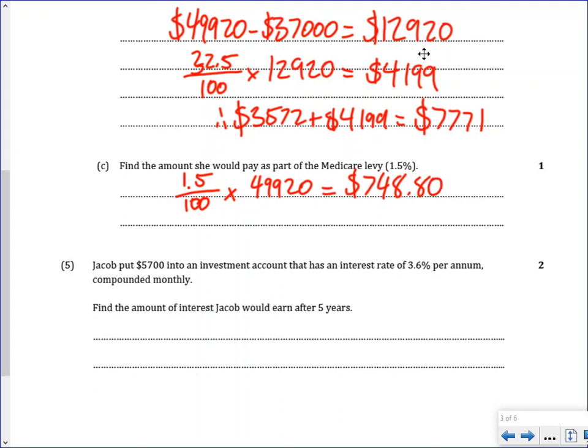$748.80. Now there's no part D asking how much tax did they pay in total, like how much they need to give to the government. But if it did, what we would do is get that previous answer, $7,771, add it to the Medicare levy, and that's how much this person's paying in tax in total.